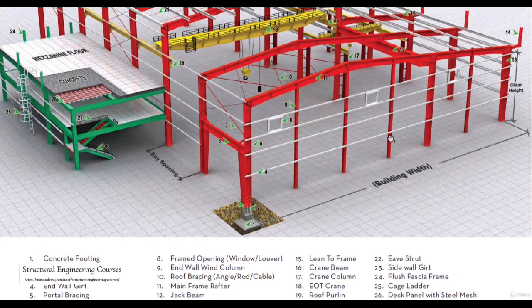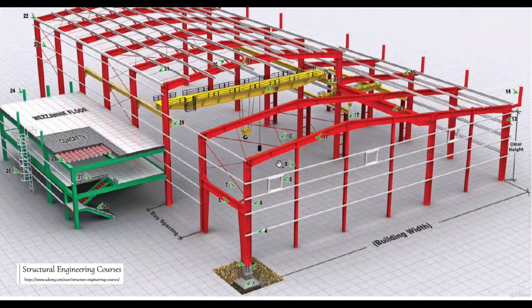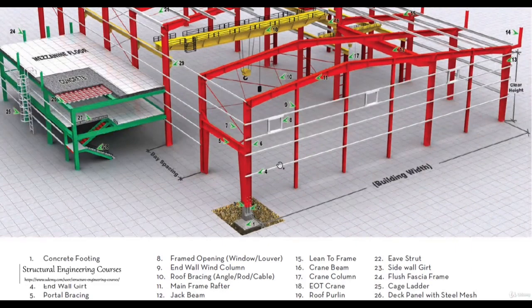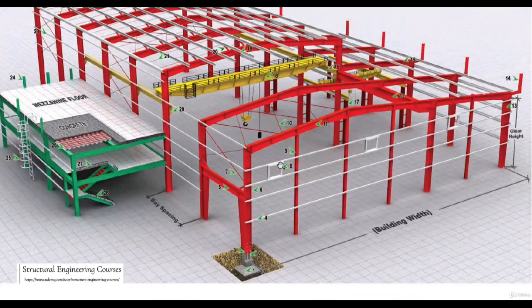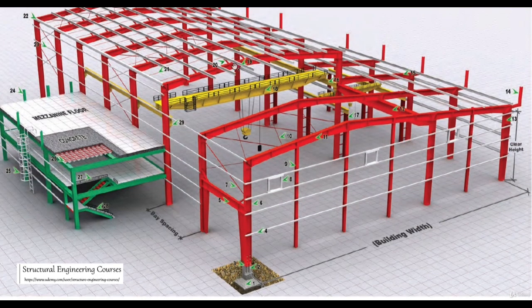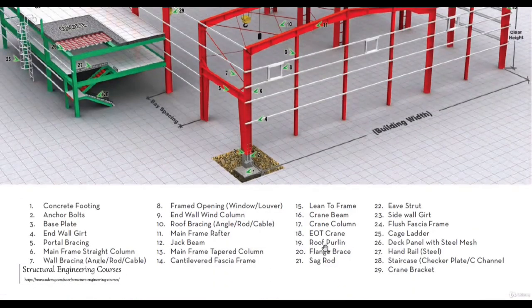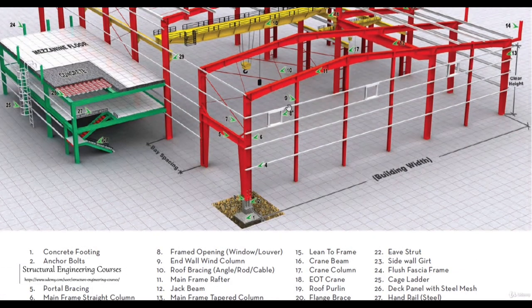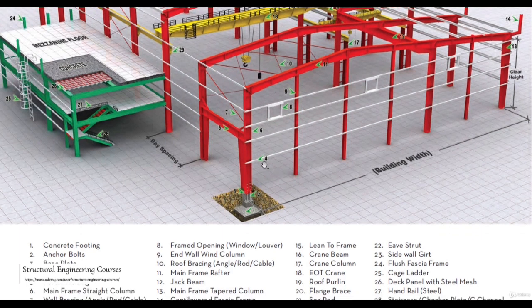Fourth is the end wall girt. There are two terms that you should know. Number 1 is the purlin, and number 2 is the girts. Here you can see on number 19, these are the roof purlins. So this is the roof purlin and these are the wall girts. That is why at number 4 they have highlighted these wall girts.